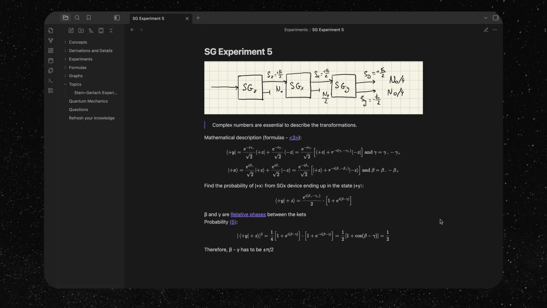Finally, for the fifth experiment, instead of the second SGZ device, we put an SGY, measuring the spin along the y-axis. The result is similar to experiment 3. Again, the outcomes are split, but here we learn that complex numbers are essential for describing quantum mechanics. In classical physics, you don't really need complex numbers, but at the quantum level, the math requires them. For example, in the transformations between different spin directions. This is where we use the bracket notation. We can calculate the probability of one state turning into another by taking the inner product. These probabilities almost always involve complex numbers.